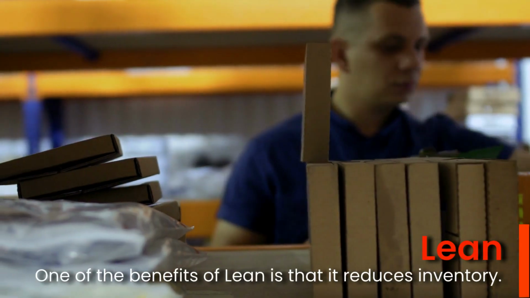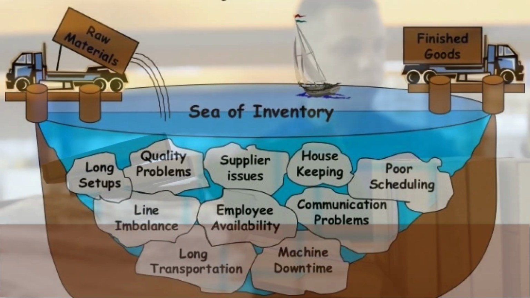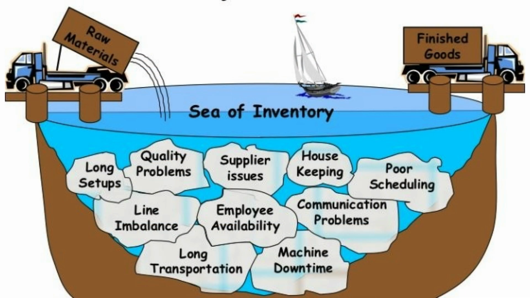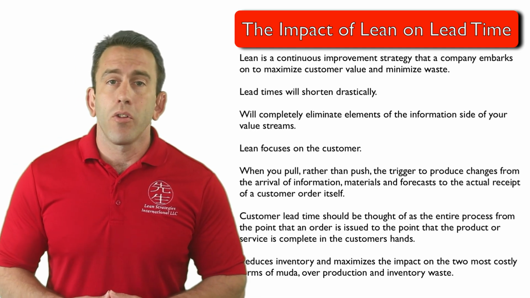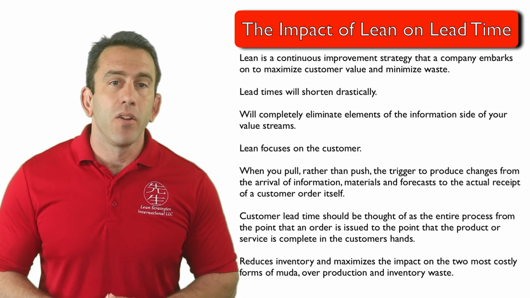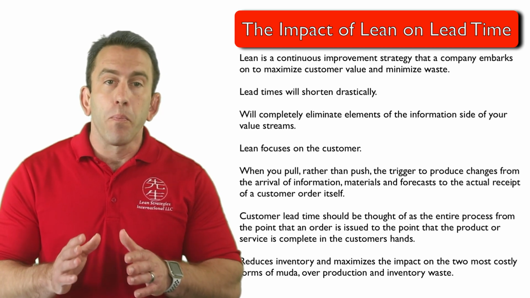One of the benefits of Lean is that it reduces inventory. Buffers tend to hide forms of waste and prevent the organization from reaching its peak performance. With this in mind, Lean organizations look to maximize the impact on the two most costly forms of muda: overproduction and inventory waste.